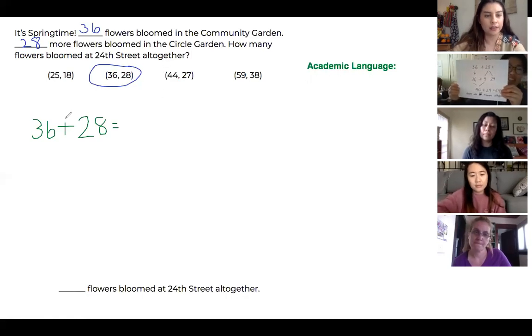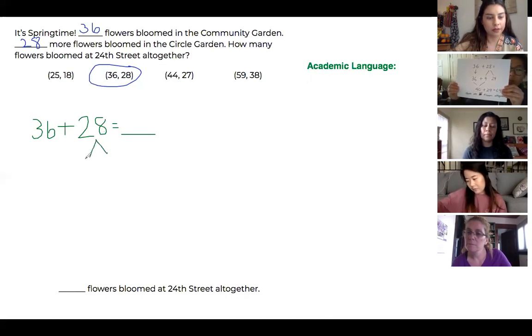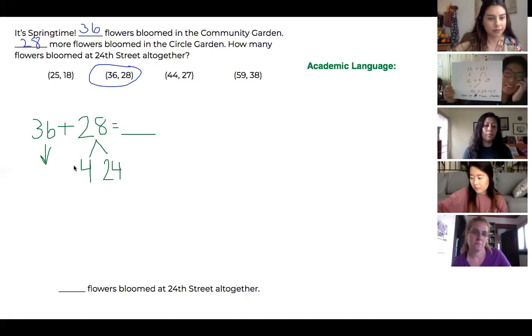So you had 36 plus 28 equals. Then I decided to decompose and break 28 into 4 and 24. The reason I did 4 is because I was thinking, how can I make 36 to the nearest ten? That would be easier for me to add. So I knew that 36 and 4 makes 40, because I know that 6 and 4 makes 10.